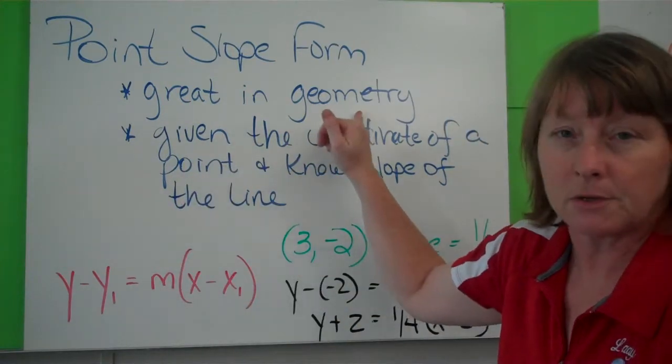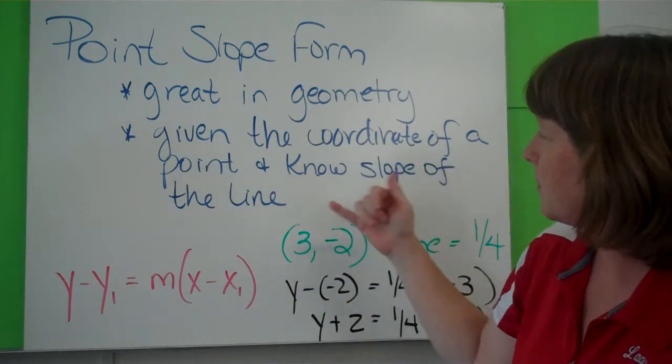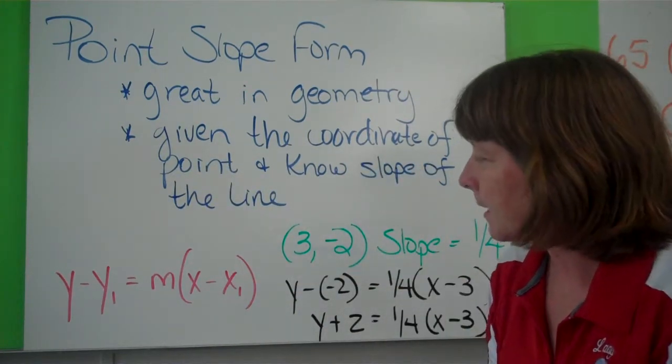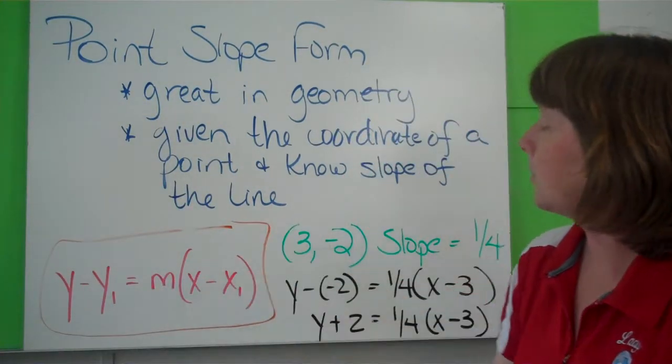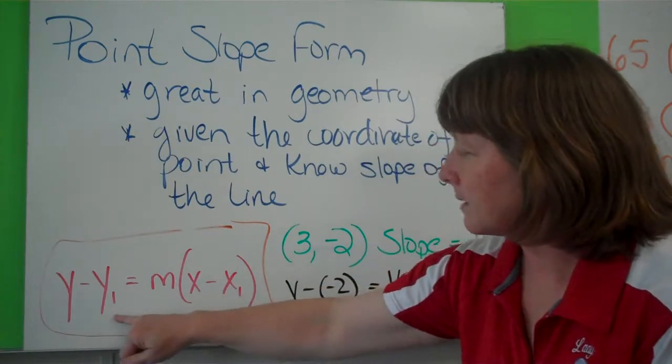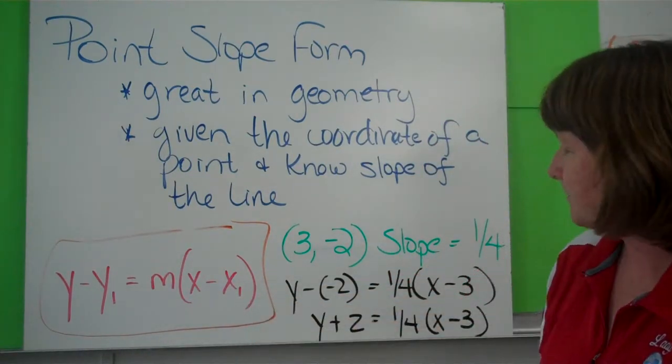It's a great one to use in geometry, and you use it when you're given the coordinate of a point and you know the slope of the line. This is the form that the point-slope takes. y minus y1 equals m times x minus x1.